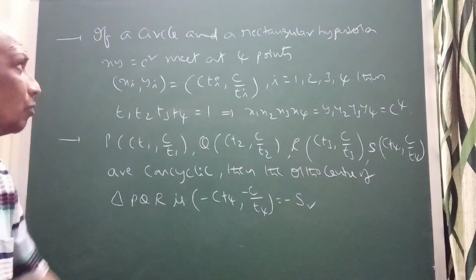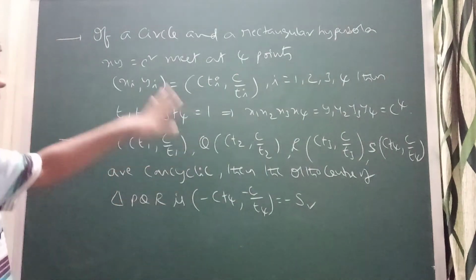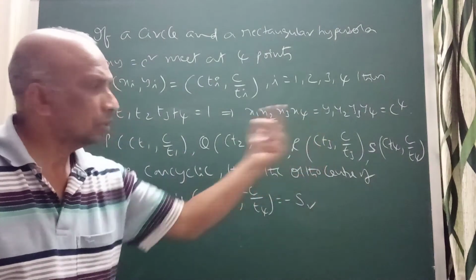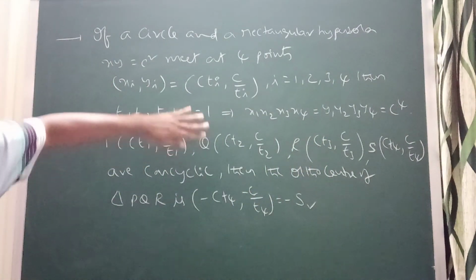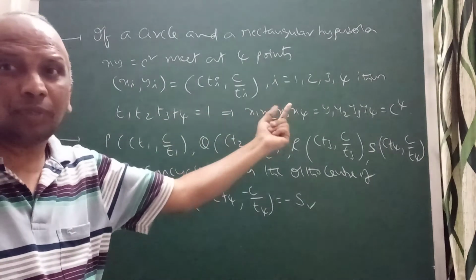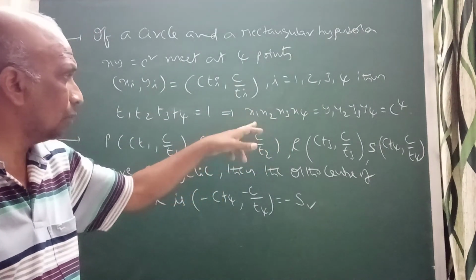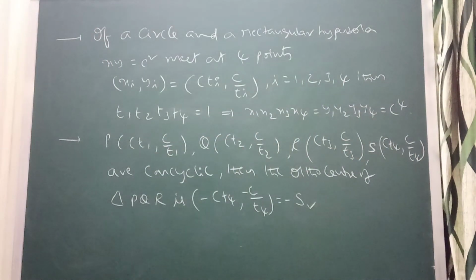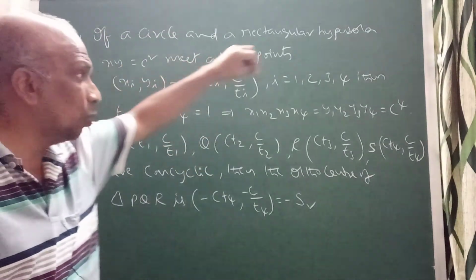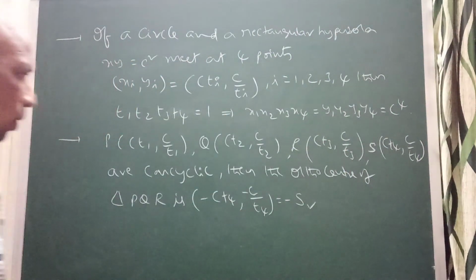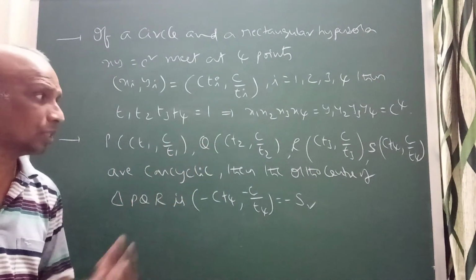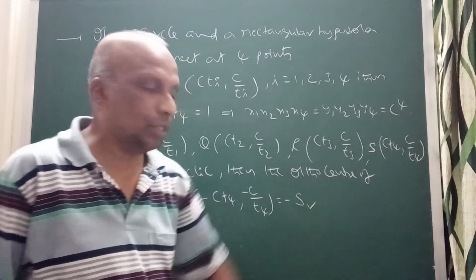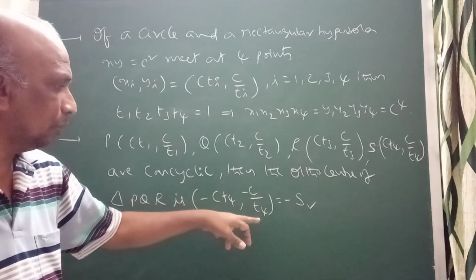Another most important point: if a circle and the rectangular hyperbola xy equal to c square meet at 4 points, then t1 t2 t3 t4 equal to 1. In that case, the product of the x coordinates x1 x2 x3 x4 is equal to c power 4, and the product of the y coordinates y1 y2 y3 y4 is also equal to c power 4. These 4 points are concyclic. Then the orthocenter of triangle PQR is the negative of this fourth point: minus c t4, minus c by t4.